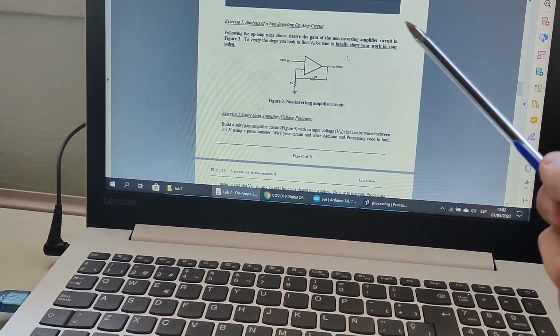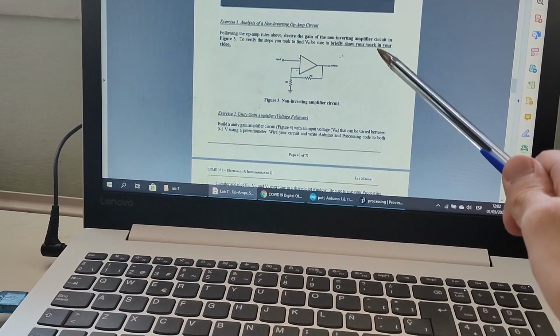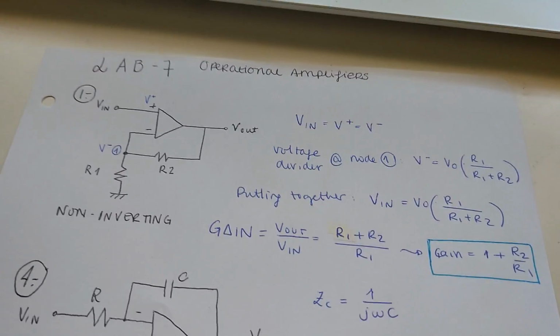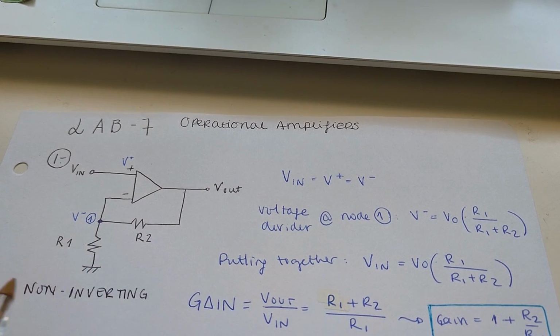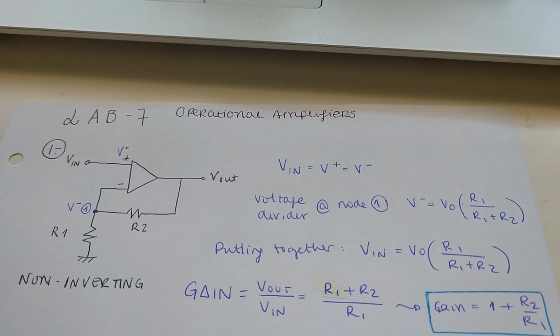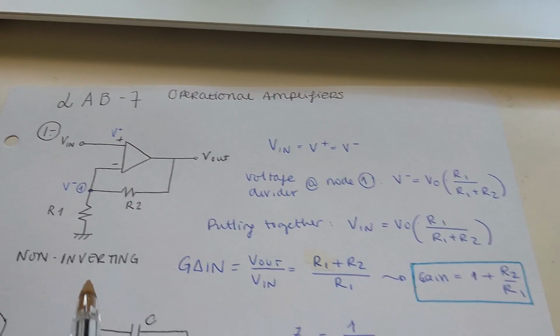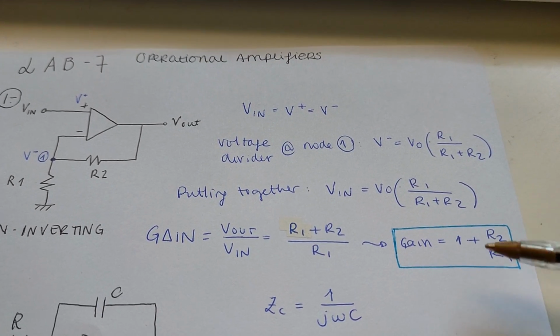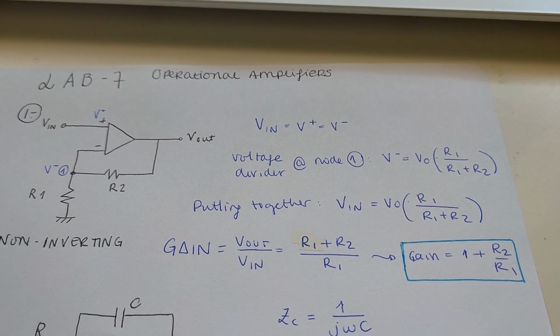In the first exercise, we were shown a non-inverting amplifier circuit, and we were asked to find the gain. We performed this analysis on paper, analyzing the voltage of the amplifier and using our knowledge of voltage dividers. We can find the gain of the whole circuit, which gives an output of 1 plus resistor 2 divided by resistor 1.